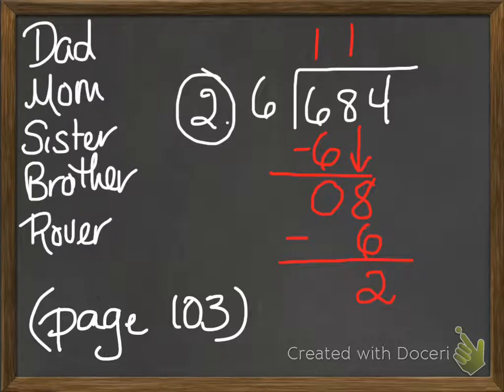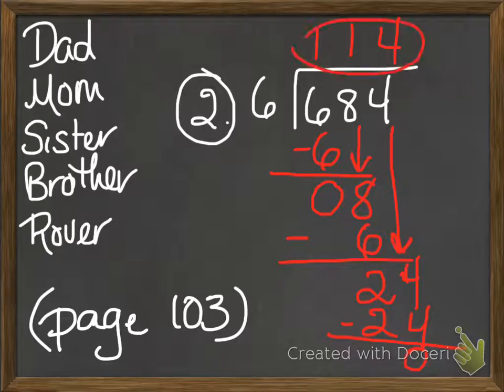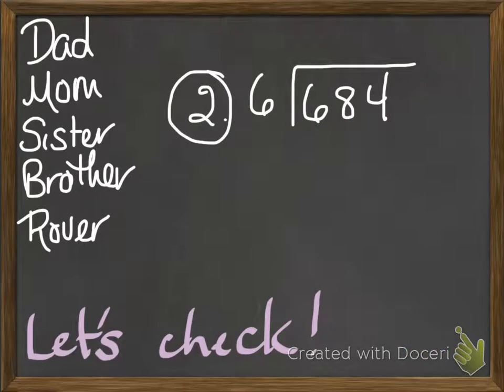Brother brings down. Now I'm going to bring that next number all the way down. So now my number is 24. And then Rover repeats. So I begin again with Dad dividing. 24 divided by 6 is 4. Mom multiplies. 4 times 6 is 24. Sister subtracts. 24 minus 24 is 0. My answer is 114. 114 times 6 would be how I checked.